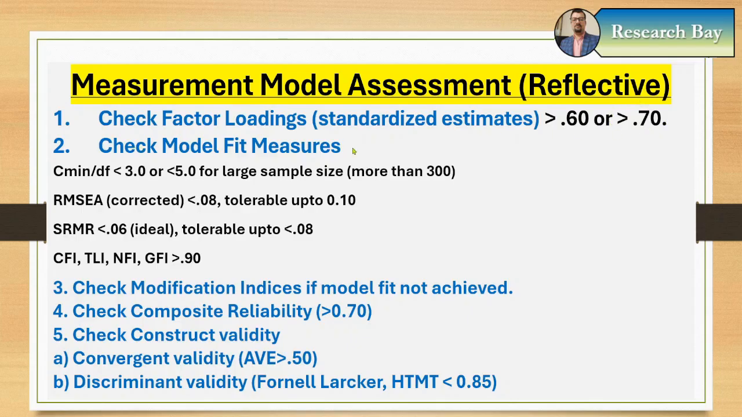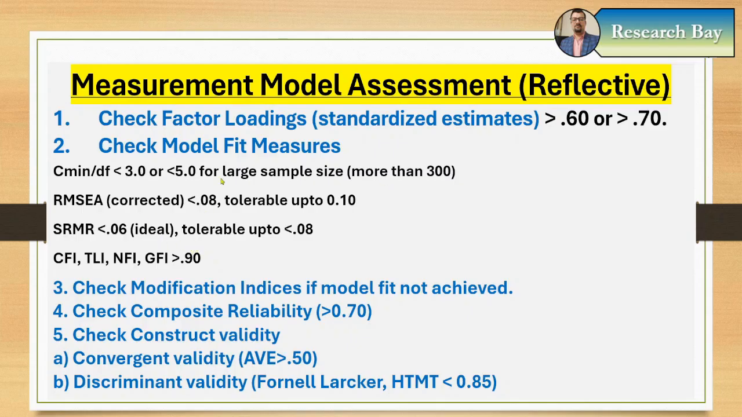Second, we check for model fit measures. There are a few model fit metrics which we need to check. First is chi-square minimum by degrees of freedom. It should be less than 3, or less than 5 for large sample size models of more than 300. RMSEA, root mean square error of approximation, should be less than 0.08, tolerable up to 0.10. SRMR less than 0.06 is ideal, tolerable up to 0.08. CFI, TLI, NFI, GFI are other metrics which should be greater than 0.90. So this is how we assess the model fit measures.